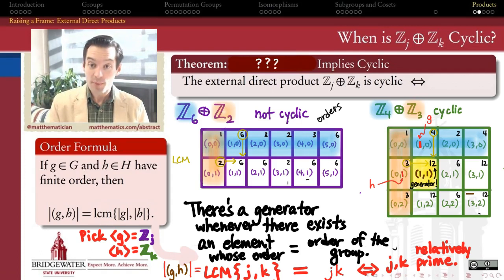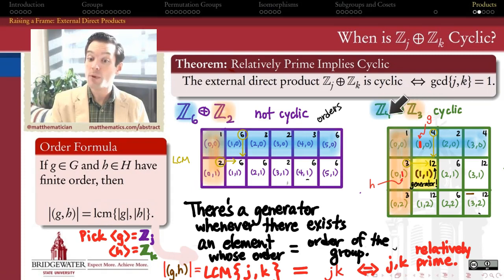So this gives us a proof for the assertion that the external direct product Zj product Zk is a cyclic group if and only if j and k are relatively prime to one another. And so Z4 product Z3 is a cyclic group because 3 and 4 are relatively prime, but Z6 product Z2 was not a cyclic group because 2 and 6 were not relatively prime.